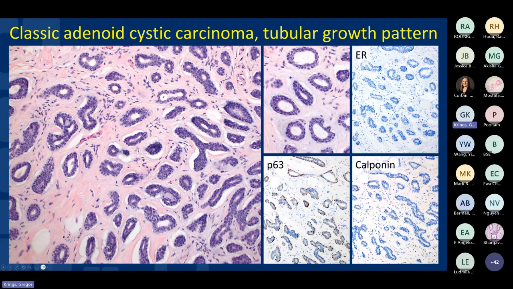You can see on the P63 stain, oftentimes the P63 is peripheral, as you would expect in a benign proliferation. This highlights how important it is to use, again, multiple myoepithelial cell markers when you're evaluating these lesions. You can see here in this particular case, calponin was completely negative, inconsistent with a benign proliferation, and ER can also be helpful, being negative in adenoid cystic carcinoma and positive in sclerosing lesions and adenoses.